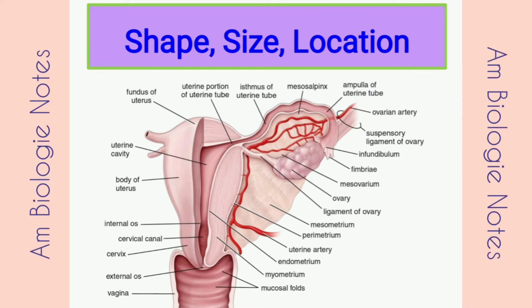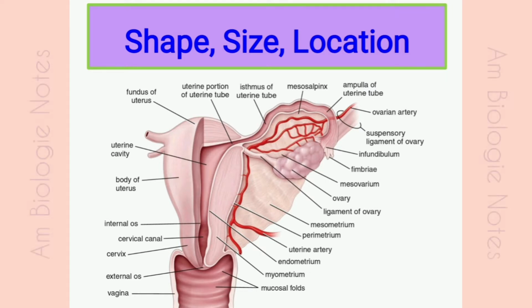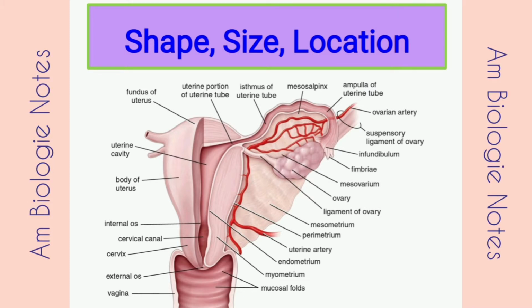The superior or tubal pole of the ovary is attached to the pelvic wall by the suspensory ligament of the ovary, which carries the ovarian vessels and nerves. The inferior or uterine pole is attached to the uterus by the ovarian ligament.